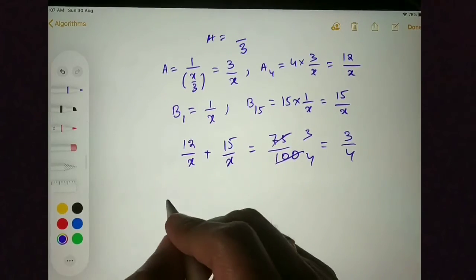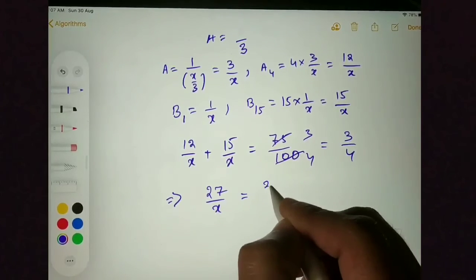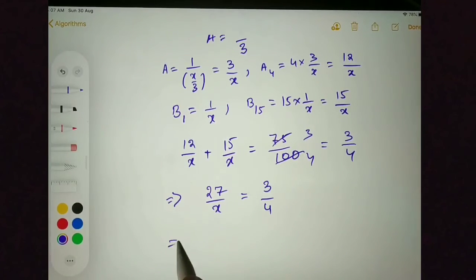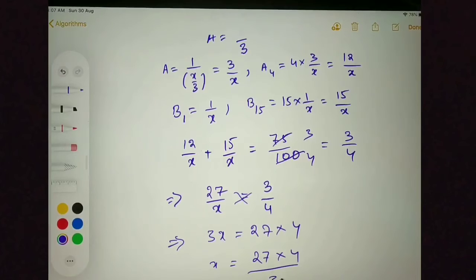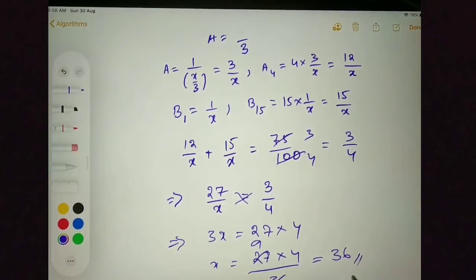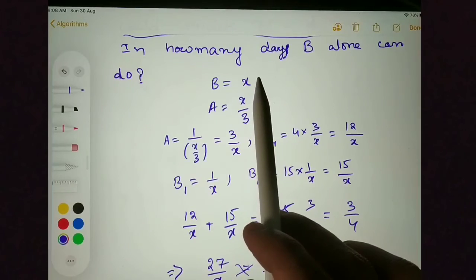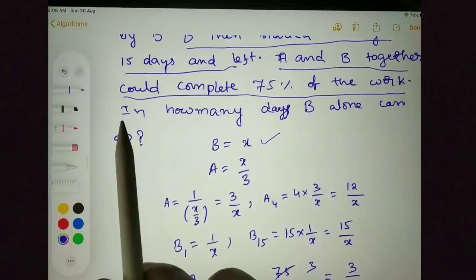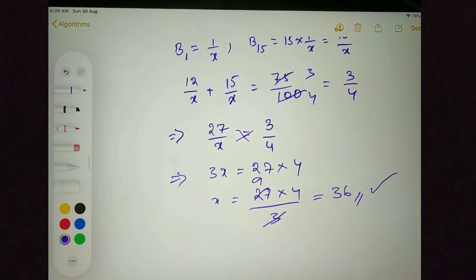Let's solve this equation. 12 plus 15, that is 27 by X is equal to 3 by 4. And do the cross multiplication, that is 3x is equal to 27 into 4, and X is equal to 27 into 4 by 3. 3 9s are 27. 9 into 4 is equal to 36. X is 36. What is X? X is in how many days B can complete the work. So that is the question: in how many days B alone can complete the work. So the answer is 36 days.